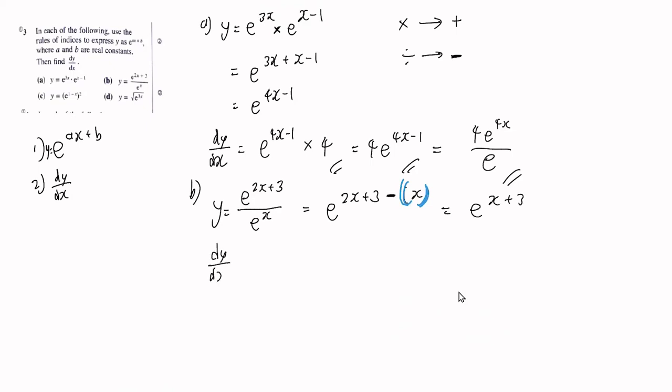dy by dx will be? dy by dx will just be e to the power of x plus 3. Yeah, correct. There's a 1 here, you can times 1, don't need to write, it's obvious. Okay, good. Part C. y equals e to the power of (1 minus x) bracket power 2.